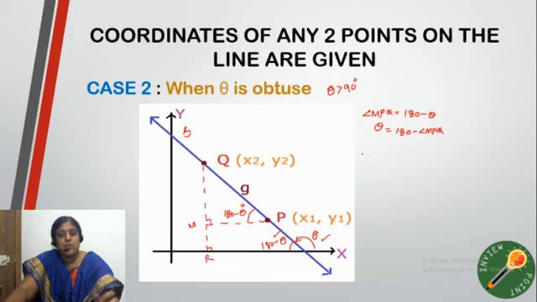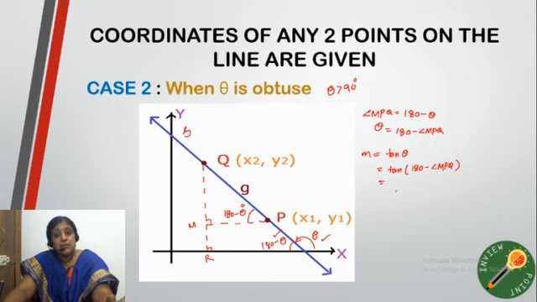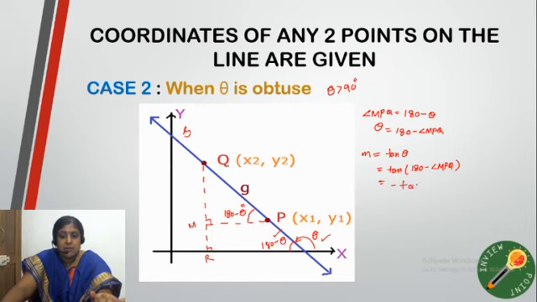So what is the equation for finding the slope of the line? m is equal to tan theta. That is, we can write m is equal to tan of 180 minus angle MPQ. Tan of 180 minus theta is how much? Minus tan theta, we have studied it in trigonometry. So tan of 180 minus angle MPQ is equal to minus tan of angle MPQ. Is it clear, students?